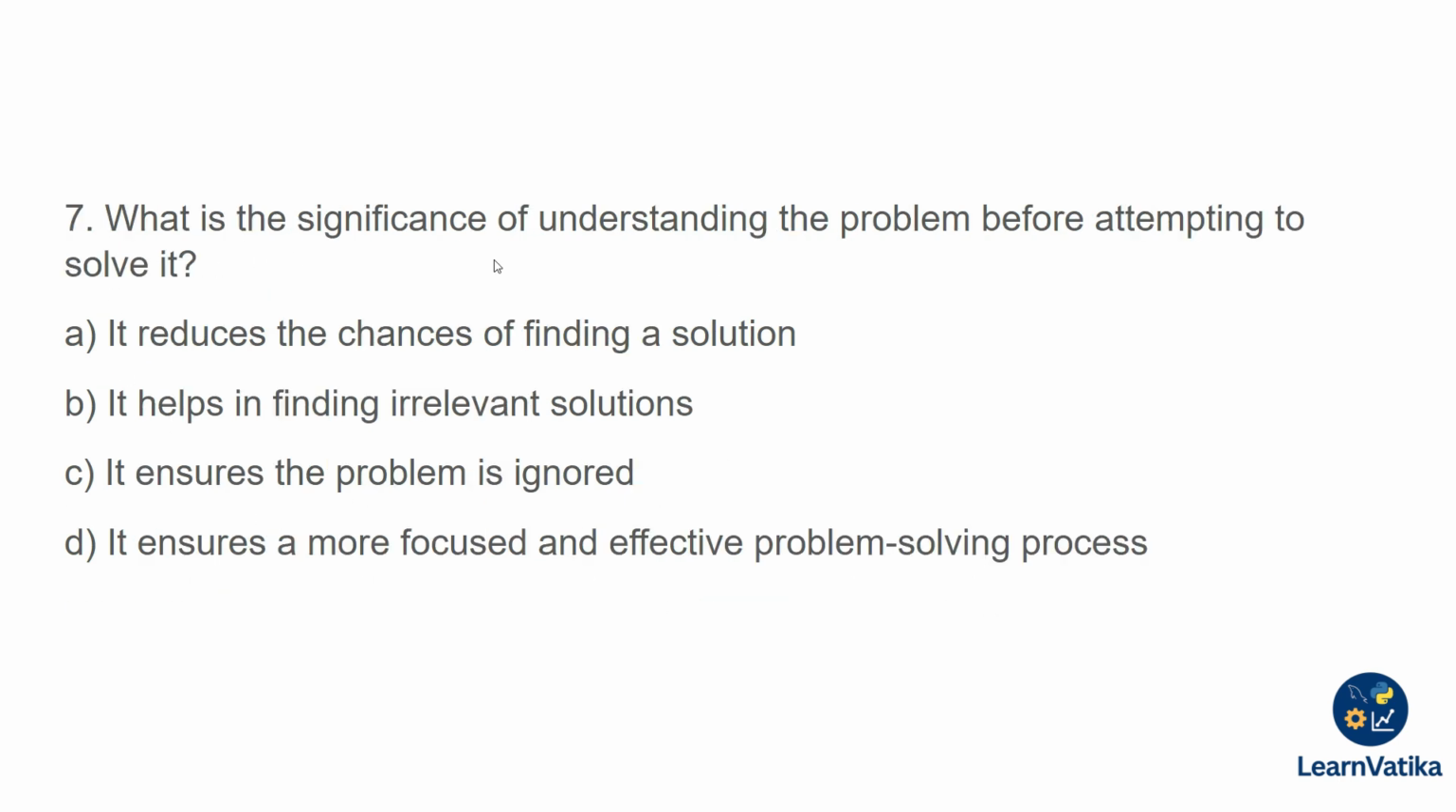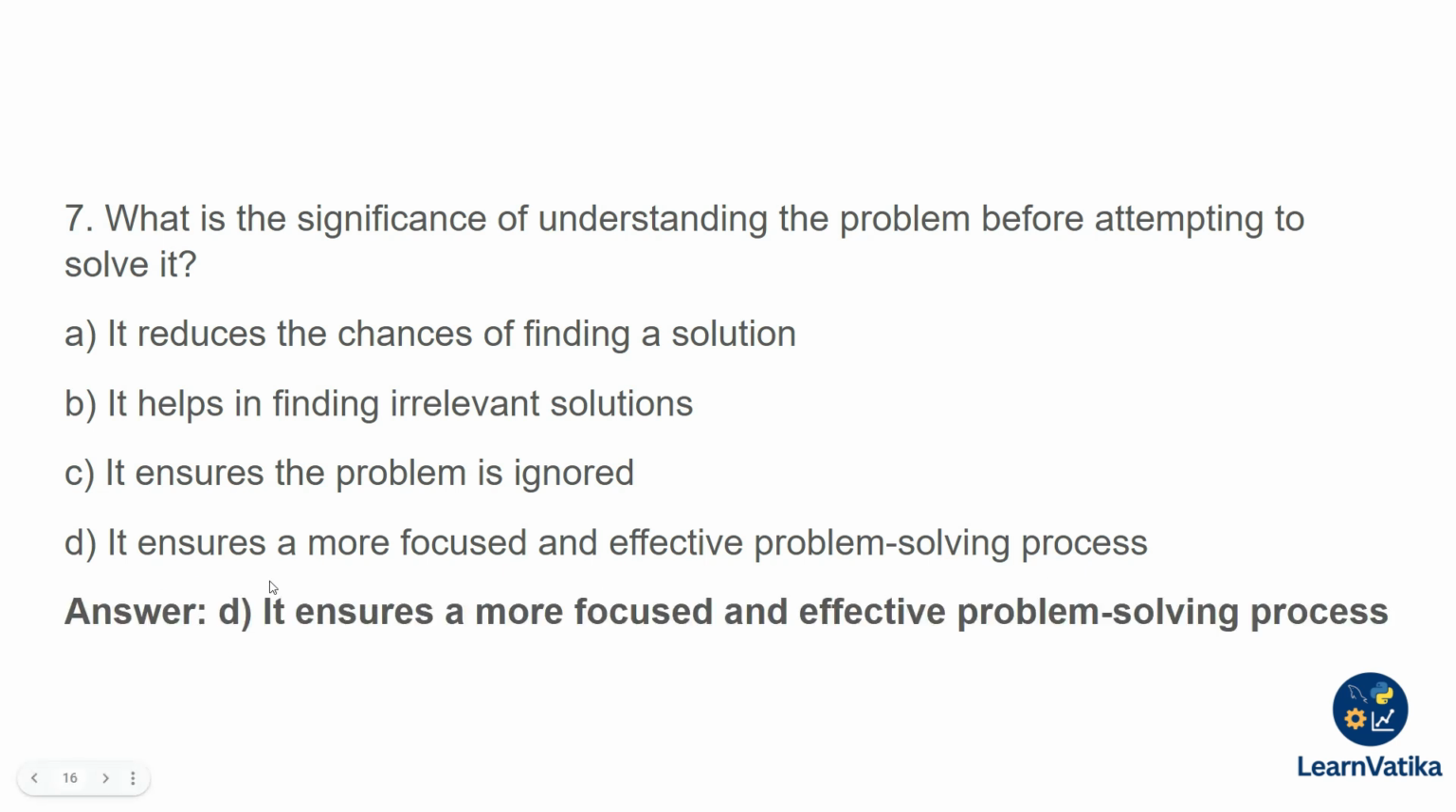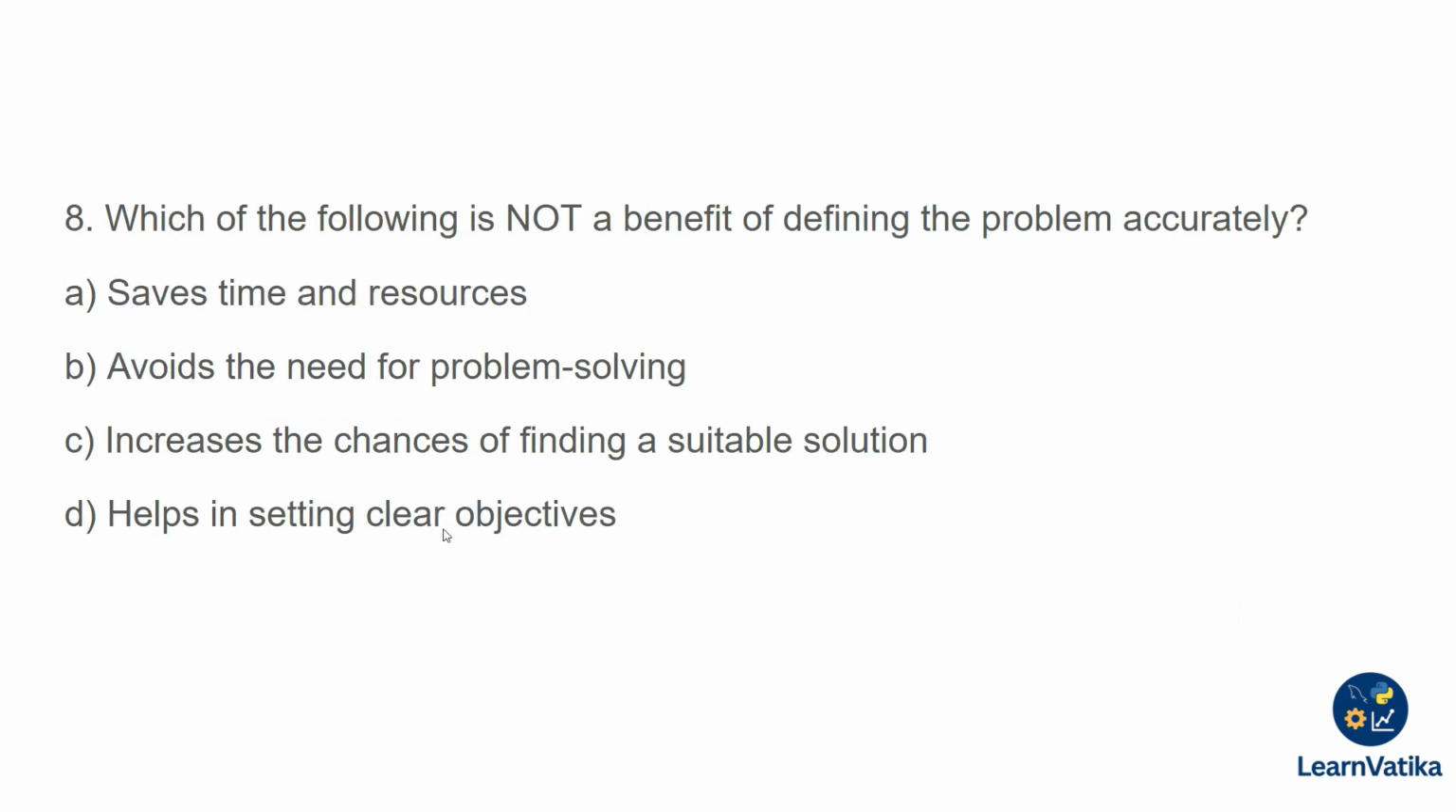Seventh question, what is the significance of understanding the problem before attempting to solve it? Option A, it reduces the chances of finding the solution. Option B, it helps in finding the relevant solution. Option C, it ensures the problem is ignored. Option D, it ensures a more focused and effective problem solving process. The correct answer is option D.